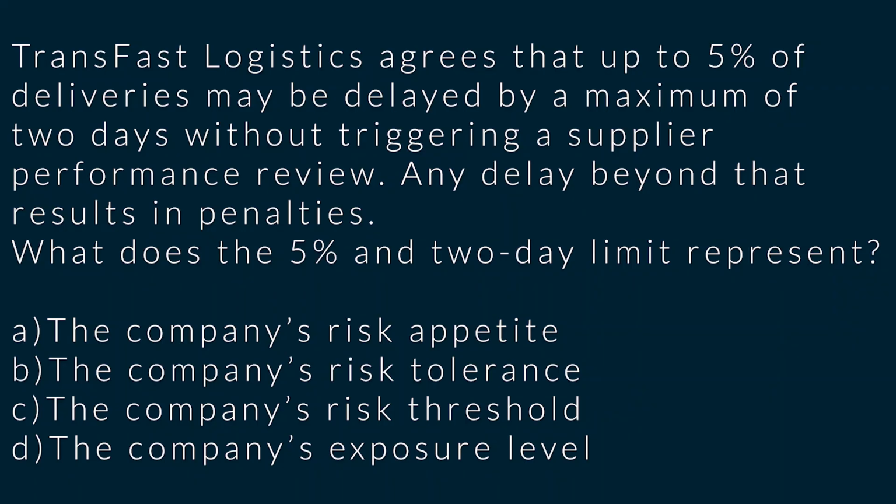An example of that would be a question like this. Transfast Logistics agrees that up to 5% of deliveries may be delayed by a maximum of 2 days without triggering a supplier performance review. Any delay beyond that results in penalties. What does the 5% and 2-day limit represent? Is it the company's risk appetite, the company's risk tolerance, the company's risk threshold, or even the company's exposure level? So that is an example of OR.